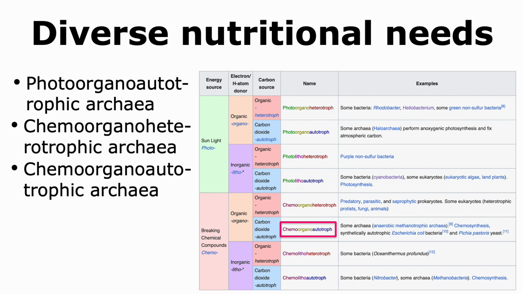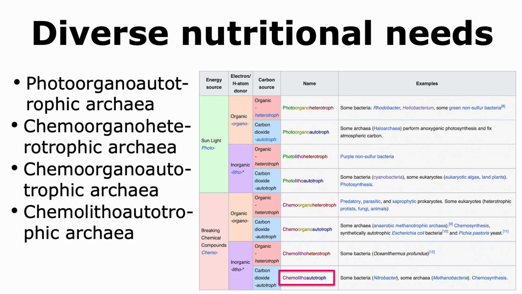Some archaea are chemoorganoautotrophs, which are going to use organic compounds to obtain energy as well as electrons. However, they can use carbon dioxide in order to synthesize their organic carbon-bearing compounds. We've also observed chemolithoautotrophic archaea, which are archaea that are able to obtain energy from breaking carbon compounds and can obtain electrons from inorganic compounds. They are able to make carbon compounds using carbon dioxide present in the environment. Thus, we are able to see different types of archaea using different energy sources, electron donors, as well as carbon sources.